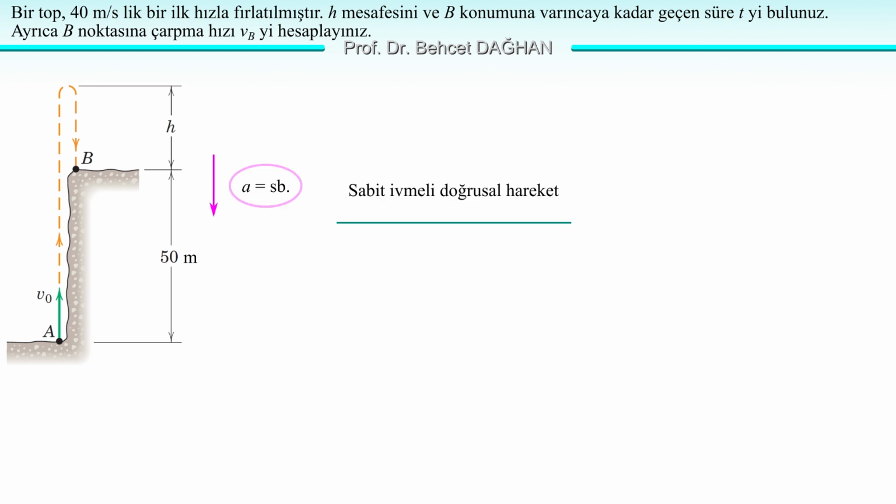What kind of motion is this? Rectilinear motion, but with constant acceleration. We'll examine rectilinear motion with constant acceleration. Vertical motion. A vertical projectile upward. It is thrown upward from point A with a velocity v0. After a certain point, it returns and hits point B.